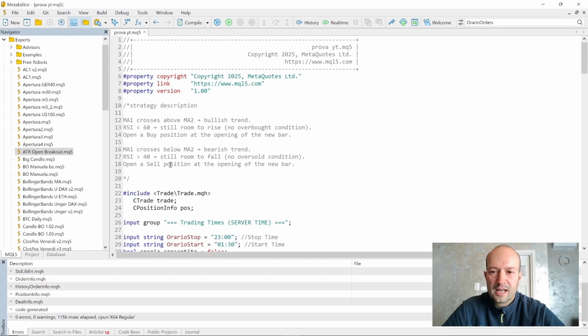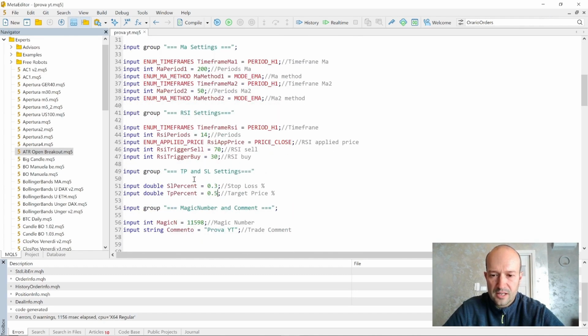Let's take a look at what I added to the code to be able to set percentage-based stop loss and target. The first thing I need to add are the inputs, since I have to provide a parameter for the stop loss as a percentage and another parameter for the take profit as a percentage. Right now I've just set some random values: 0.3% for the stop loss and 0.5% for the target.